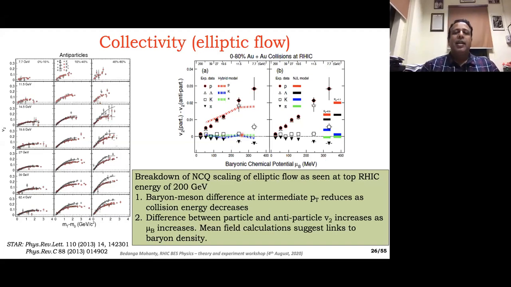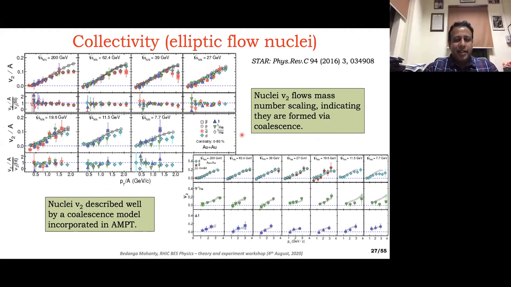Now, let's look at the elliptic flow of the nuclei. The idea here is to see if the elliptic flow of nuclei scales with the mass number. So for that, what is plotted here is the V2 of nuclei divided by the mass number. The nuclei are deuteron, helium-3, and triton. The results are shown for 7.7 GeV to 200 GeV. They're also compared to the nucleon, or the proton and antiproton V2. And then a function is fitted to this proton V2, and the ratio of this to the nuclei V2 is taken in the lower panel.